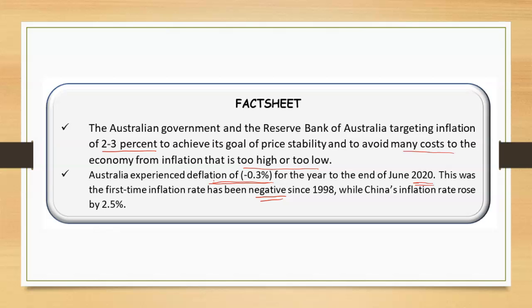Okay, so it has been quite bad since 2020, because that was the first time it turned negative since 1998, a financial crisis in the world. Now China's inflation rate actually increased. So it's just some example for you to explain the relative inflation rate. You compare the two inflation rates.